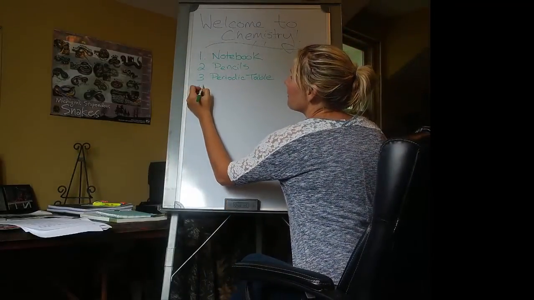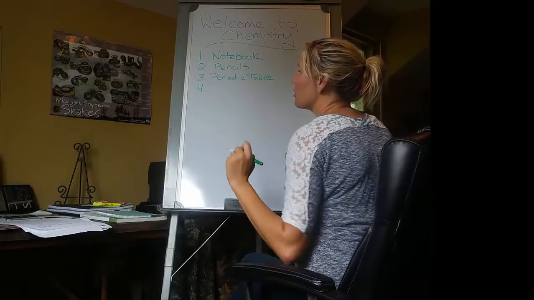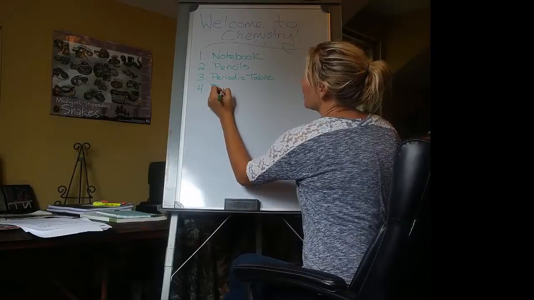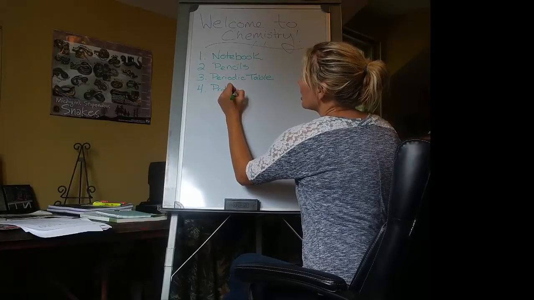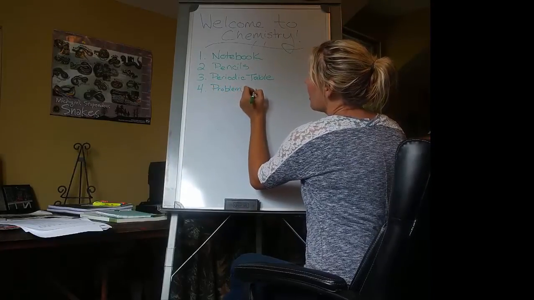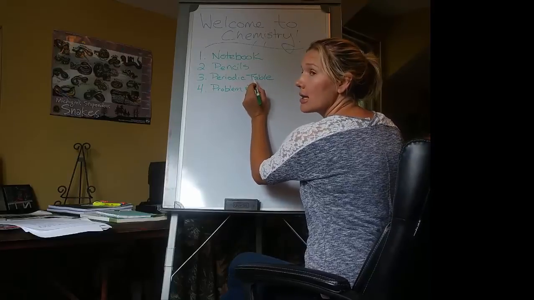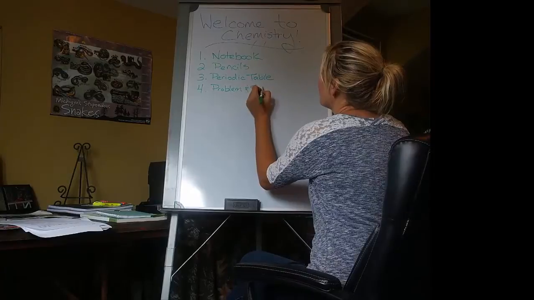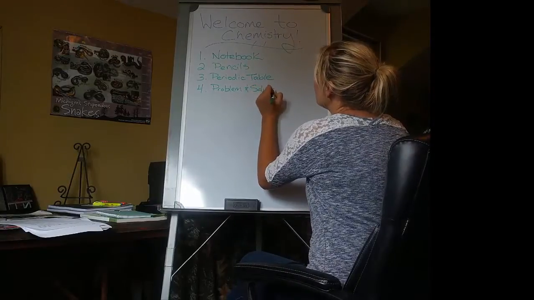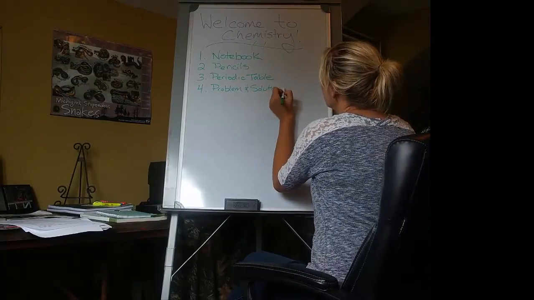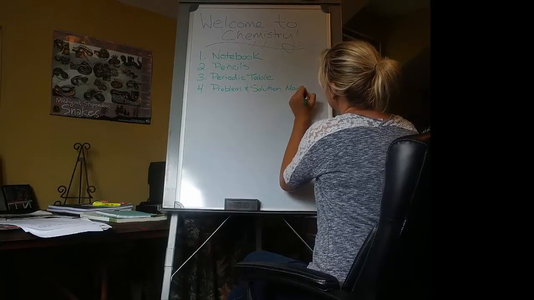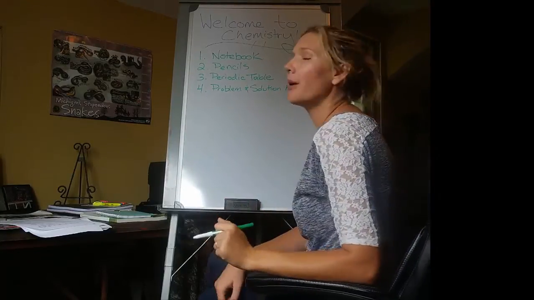The fourth thing you'll need is the Problems and Solutions Manual. This is an online book, and it's located in the classroom, but you can download it to your Kindle or if you have another device that you read books from. Otherwise, I want you to save it to your favorites on your computer, the Problems and Solutions Manual.